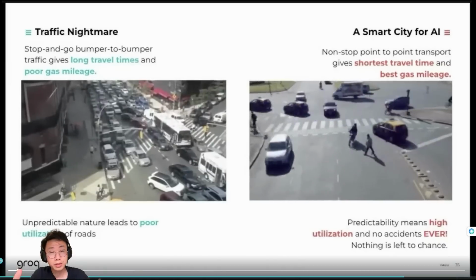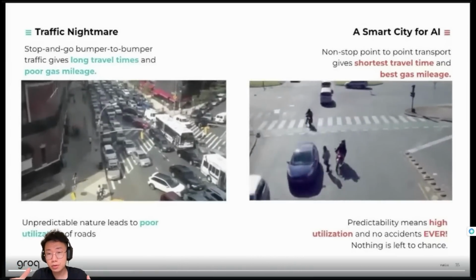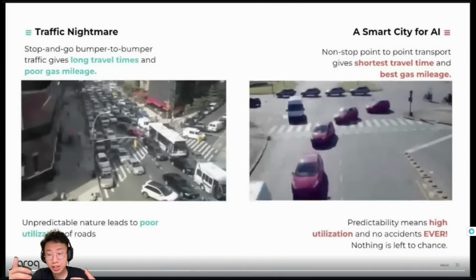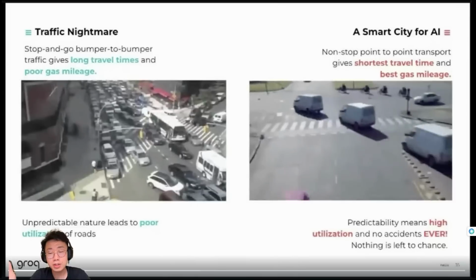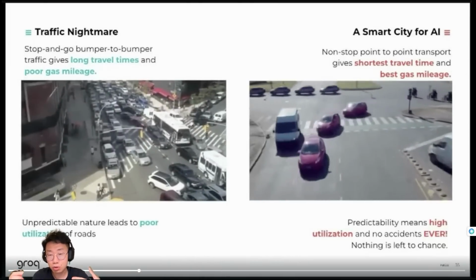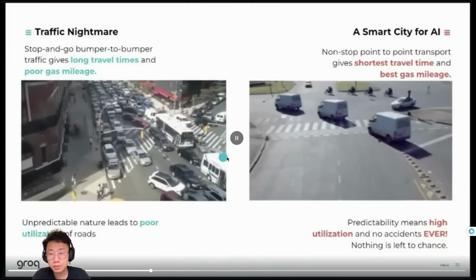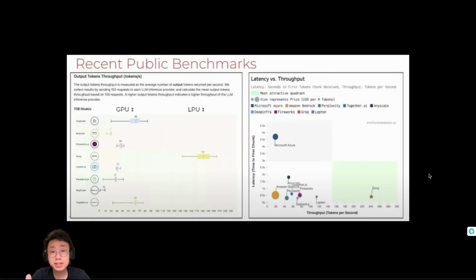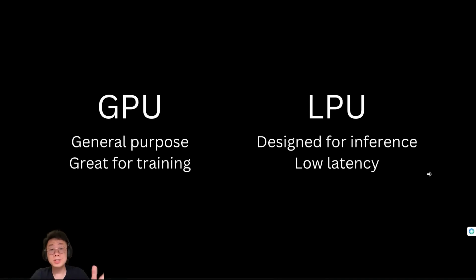And I saw one analogy from one of the Groq interviews that is quite interesting. With high predictability of where the data flows inside the chip, it means much higher utilization of the resources and also much more predictable performance for developers. So this simplified architecture, designed specifically for sequential tasks like large language model inference, is what made Groq so fast.